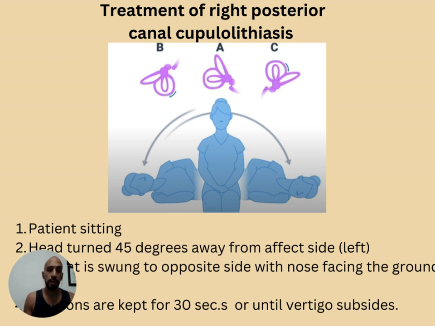We wait until the vertigo subsides for 30 seconds, and then we swing the patient to the completely opposite side while maintaining the same head position, which is left in that case, and have them wait until vertigo symptoms subside or 30 seconds. And then we bring the patient to sitting. Successful treatment is confirmed when the symptoms have decreased or there are no symptoms at all. Again, we will do 1 to 3 follow-ups after the initial visit.